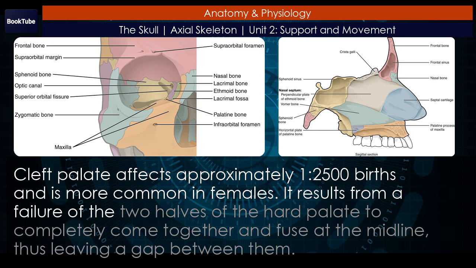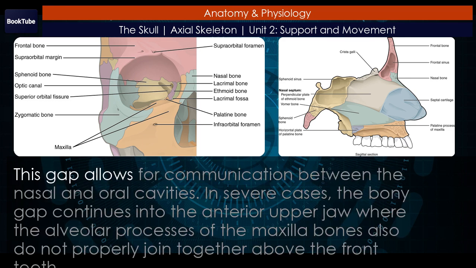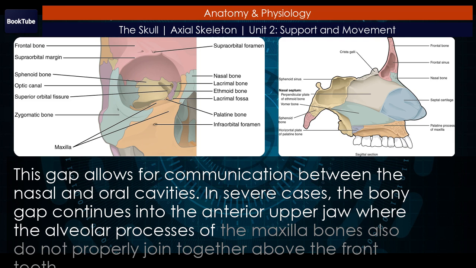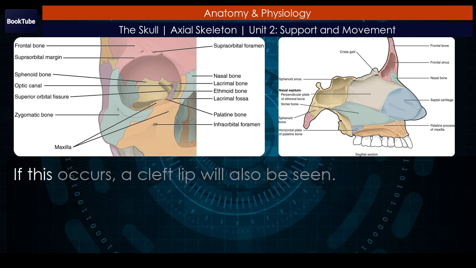It results from a failure of the two halves of the hard palate to completely come together and fuse at the midline, thus leaving a gap between them. This gap allows for communication between the nasal and oral cavities. In severe cases, the bony gap continues into the anterior upper jaw, where the alveolar processes of the maxilla bones also do not properly join together above the front teeth. If this occurs, a cleft lip will also be seen.